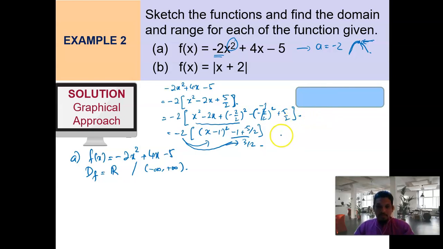So negative 2 multiplied with this and also multiplied with 3 over 2. So it gives us negative 2 times x minus 1 squared minus 3, negative 2 multiplied with 5 over 2. Again, negative 2 multiplied with 3 over 2 equals negative 3. So class, this is the maximum coordinate of this, which is x equal to 1 and y equal to negative 3.